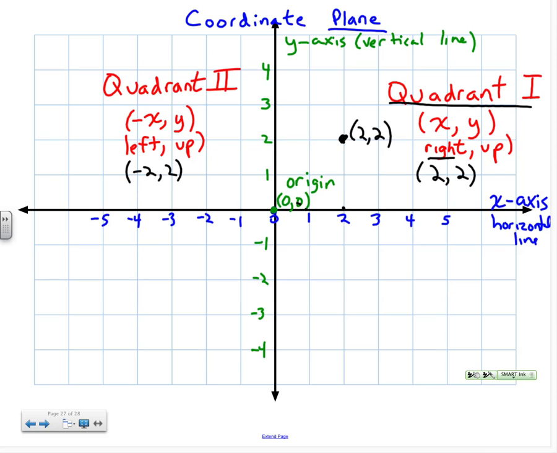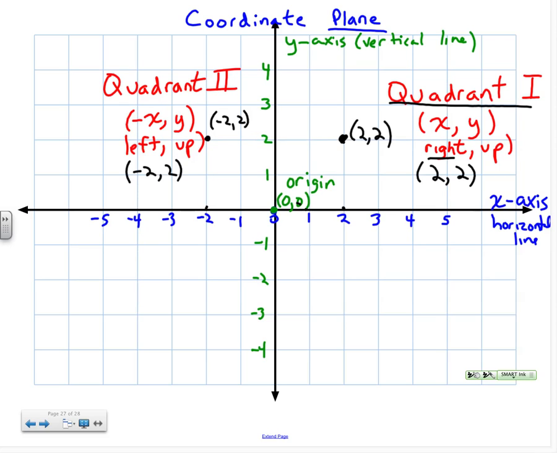Those are called my ordered pairs. They're a pair of numbers. I have to go in a certain order. So negative 2 goes to the left over 2, I'm right here, and up 2. So this is my ordered pair negative 2, 2. And you notice that's in quadrant 2.